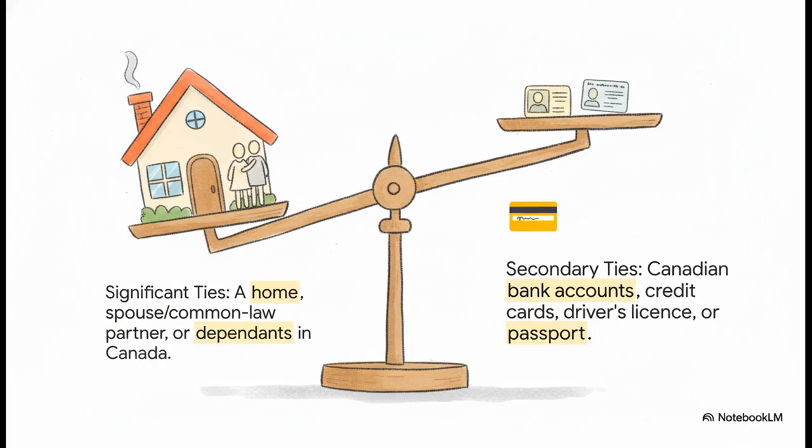Then, on the right, we have secondary ties. You can think of these as supporting evidence, things like having Canadian bank accounts, a driver's license, a Canadian passport, or even memberships in Canadian clubs or organizations. The CRA looks at the whole picture, but trust me, those significant ties on the left carry the most weight.